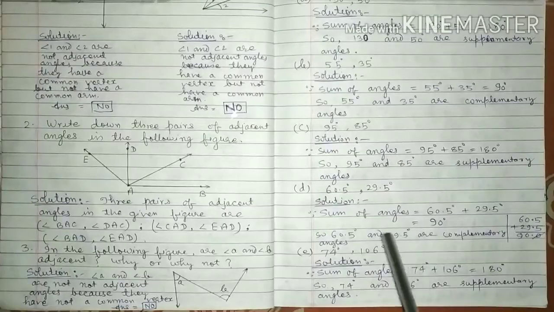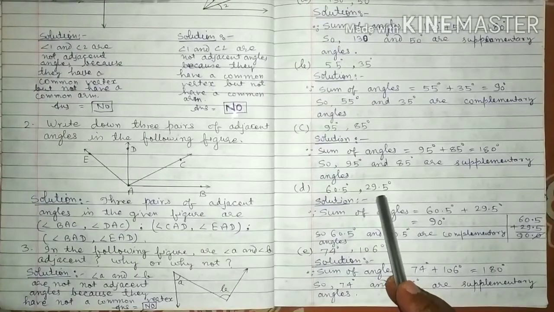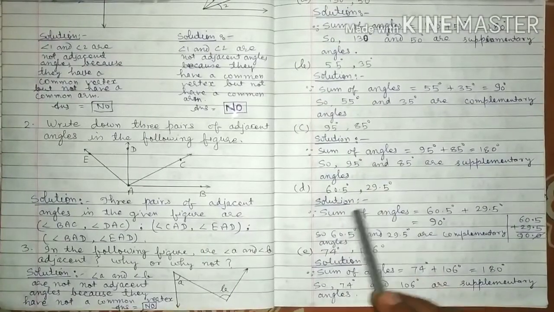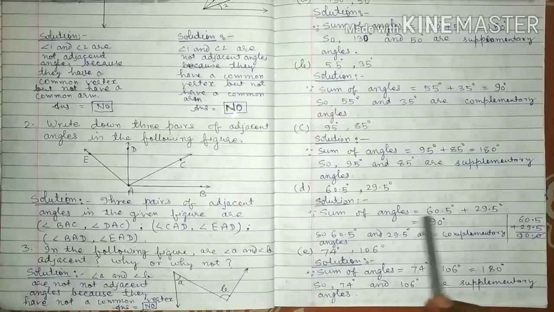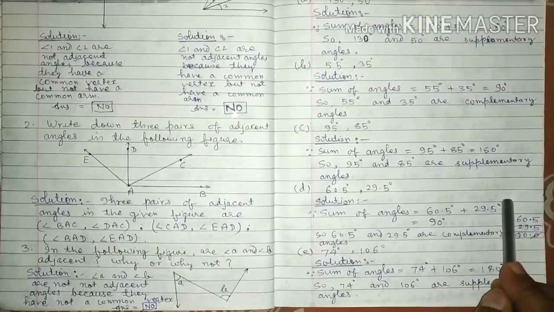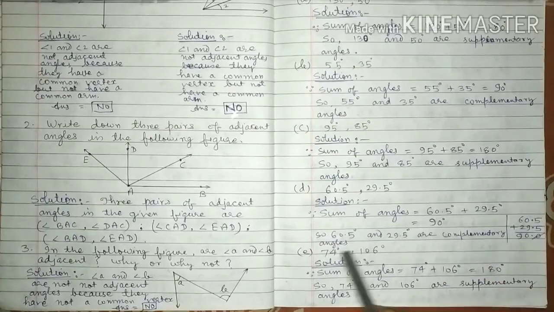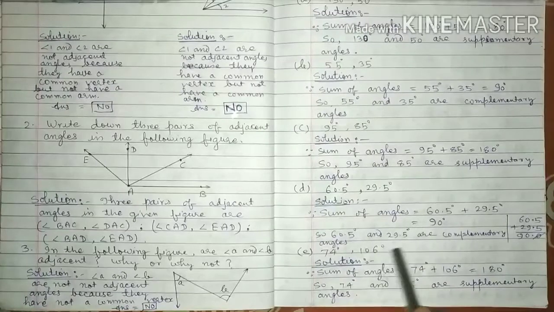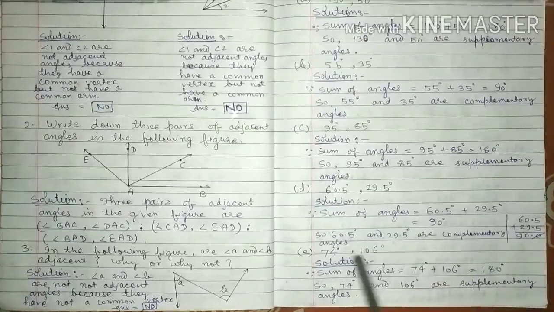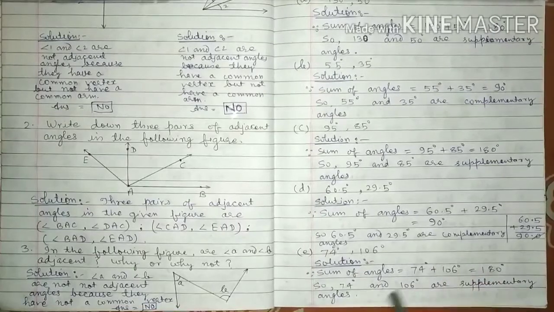Question number D. 60.5 degree, 29.5 degree. For the solution of this question, we write sum of angles equals to 60.5 degree plus 29.5 degree. We add here, we get 90 degree. So 60.5 degree and 29.5 degree are complementary angles because their sum is coming 90 degree.